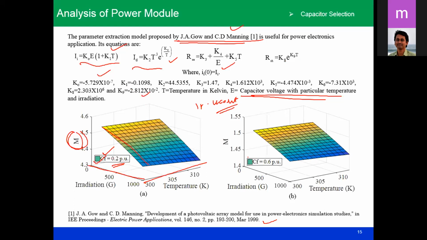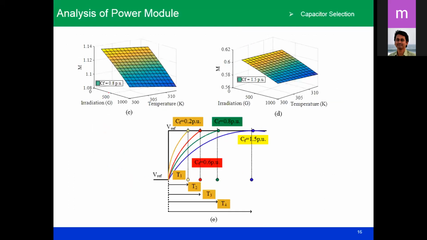Similarly, I have checked for C_F 0.6 per unit, and I have seen the different variation of irradiation and different variation of temperature as well, and I found these two values. Again, for other values of capacitor, let us say 0.8 per unit and 1.5 per unit.